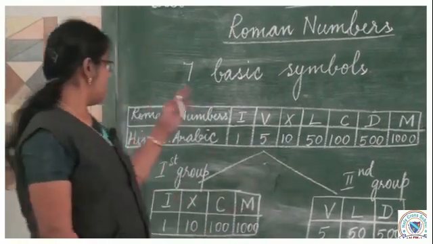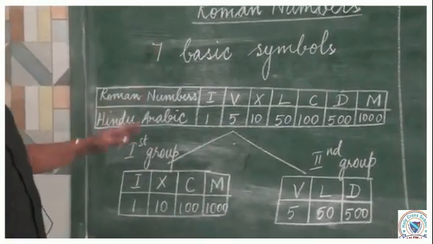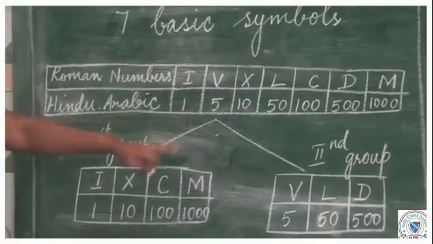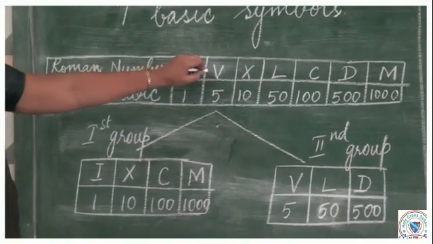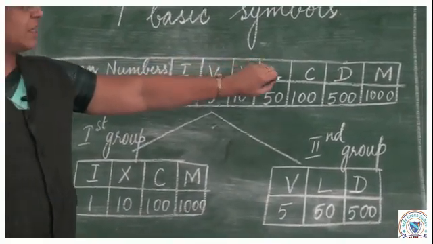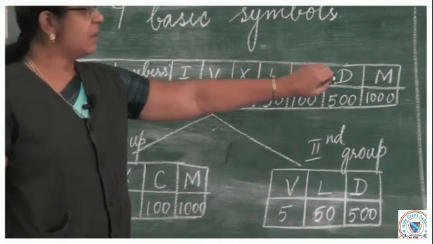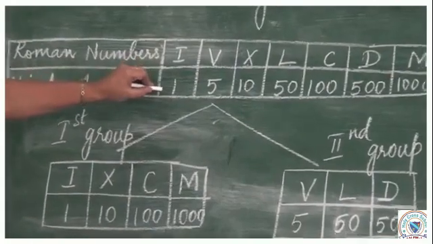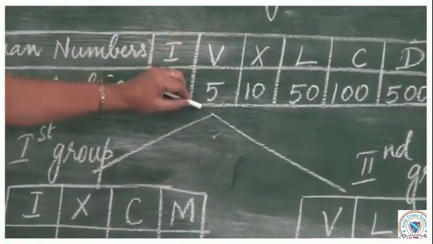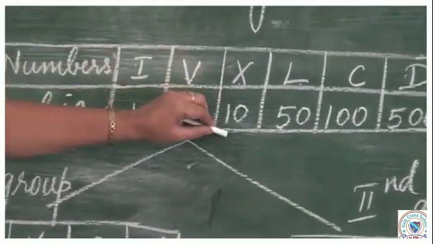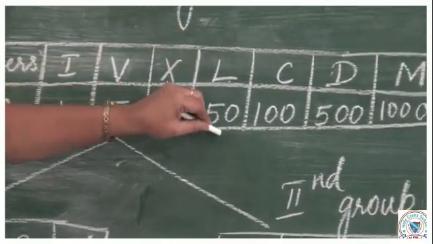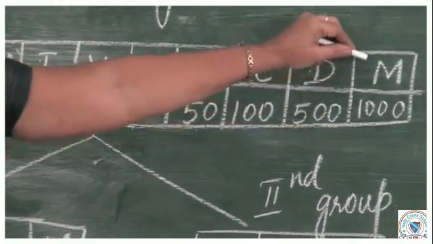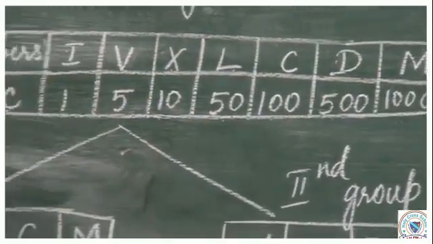Now look at the table. The 7 basic symbols what Romans used are given here. I, V, X, L, C, D and M. Where I stands for 1, V stands for 5, X stands for 10, L for 50, C for 100, D for 500 and M for 1000.